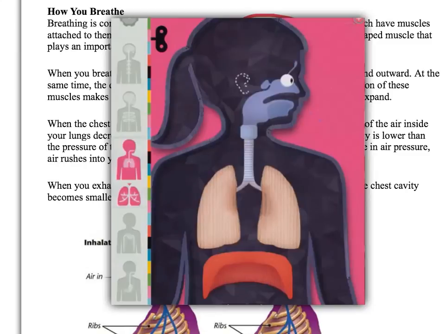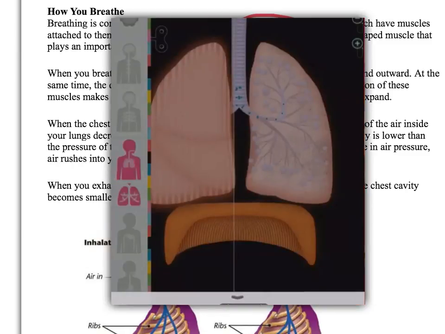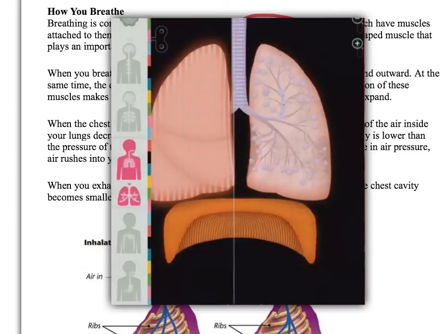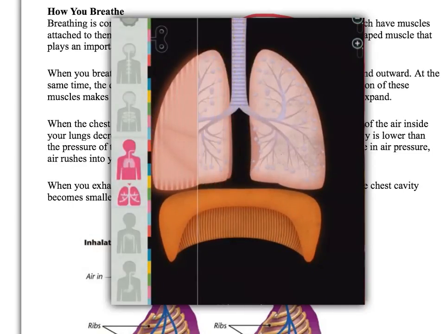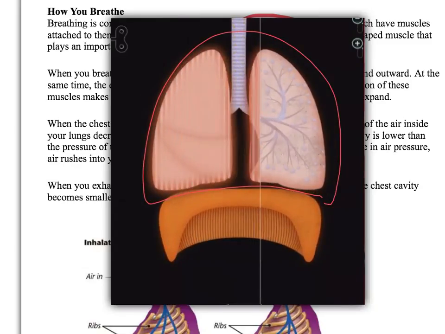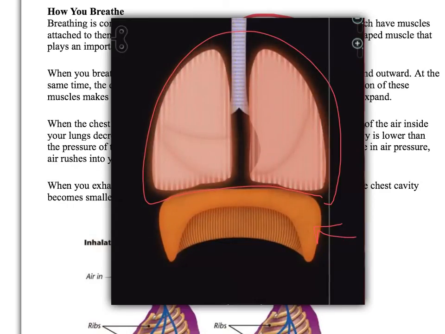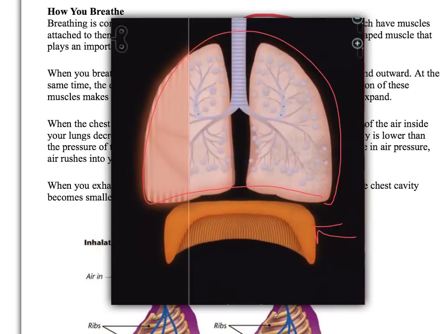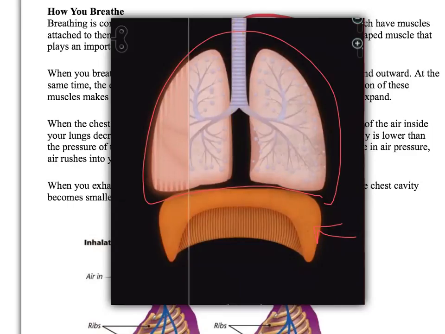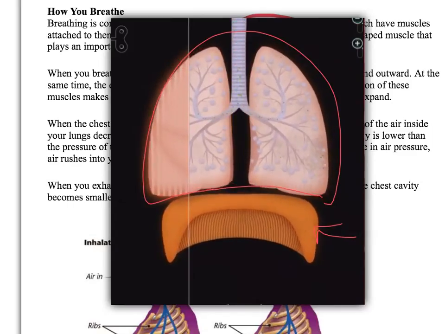Now, if we look at the lungs and the diaphragm more closely, you can really see this. As the diaphragm contracts, the volume of the chest increases, allowing air in, and as the diaphragm relaxes, it decreases the volume of the chest cavity and air rushes out. We will continue to look at this in a lot more detail this week.